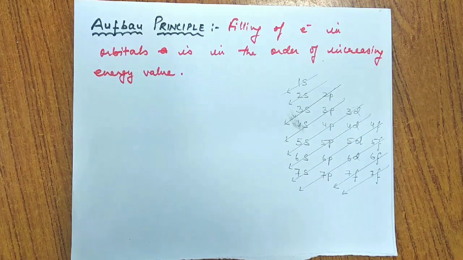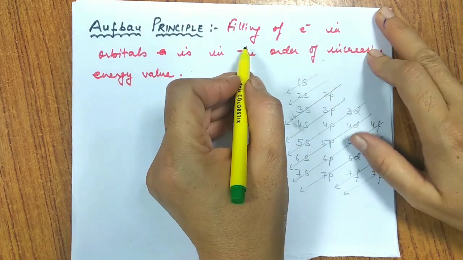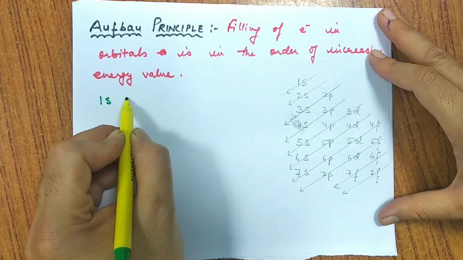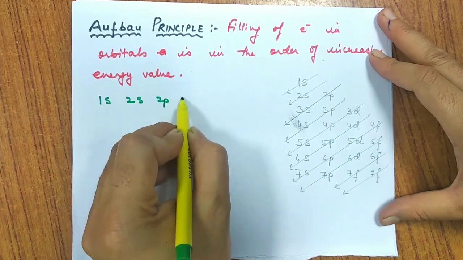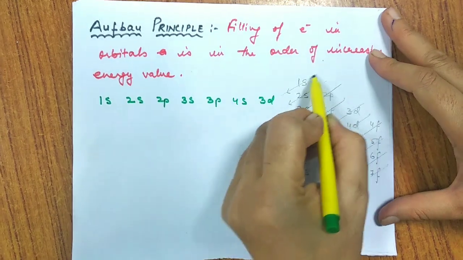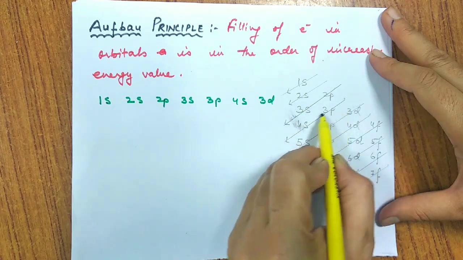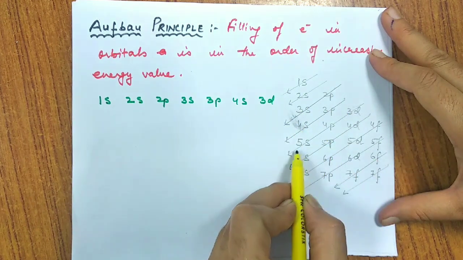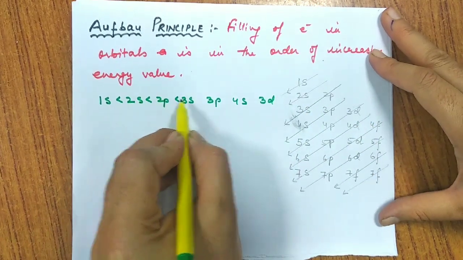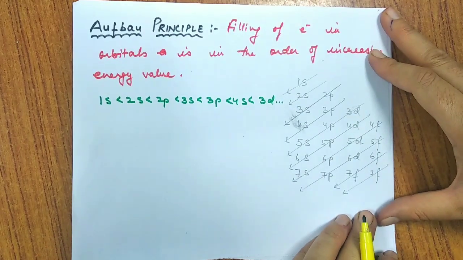Basically, what is this arrangement? The arrangement is the order of the orbitals in the increasing order of their energy. It goes like this: 1s, then 2s, then 2p, then 3s, then 3p, then 4s, then 3d, then 4p, then 5s, then 4d, and so on it goes. So this is basically the order of increasing energy level that comes from this arrangement.